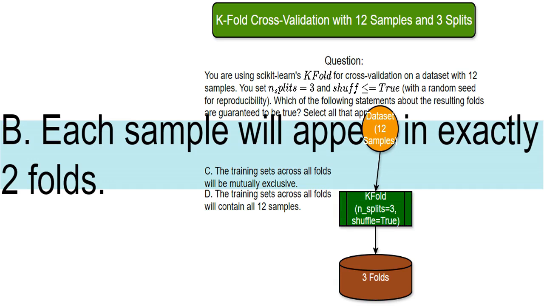This is correct. Since I have 3 folds, each sample will be in exactly 2 training folds, because it will be held out for testing in exactly 1 fold. This is a core concept of KFold cross-validation.